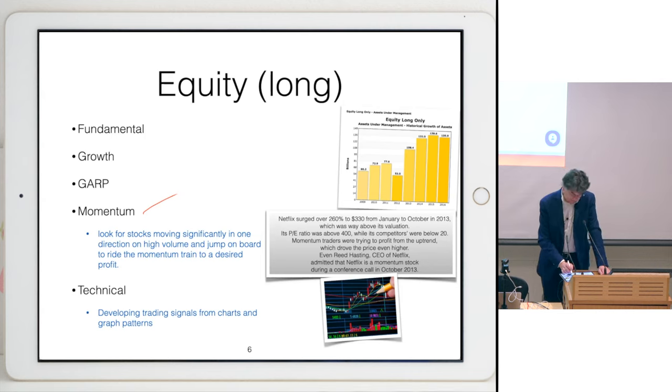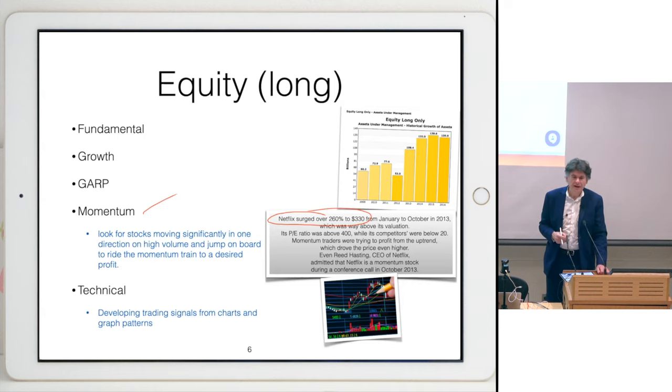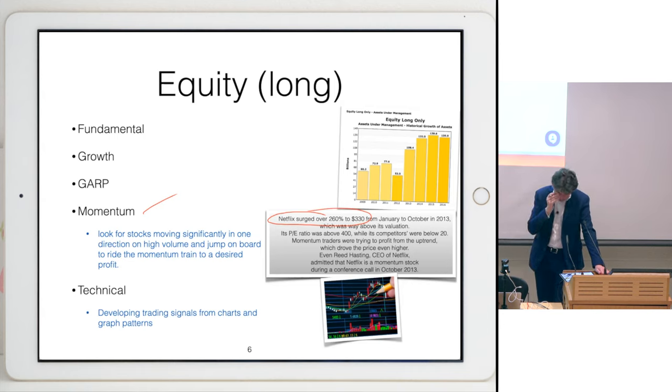Despite GameStop, that many of my colleagues may not even know what it was, the typical momentum trade that people quote is Netflix in 2013. And something very strange is that even the CEO of Netflix recognized in public that Netflix was part of a momentum trade. CEOs don't like to publicize that, because it implies that the stock is overvalued, which of course any CEO would never say. It's always undervalued, right? But in this case, even he said that.